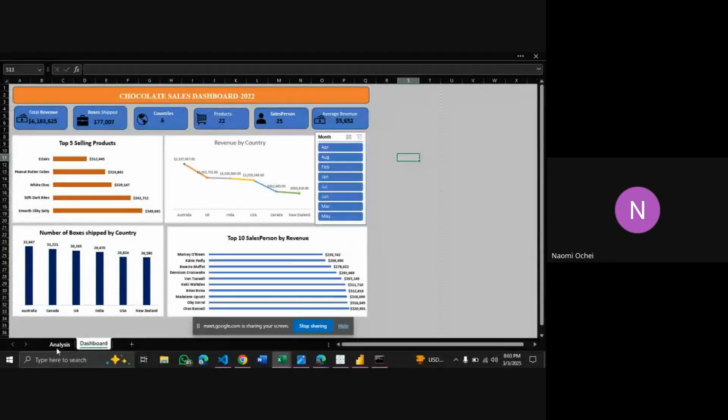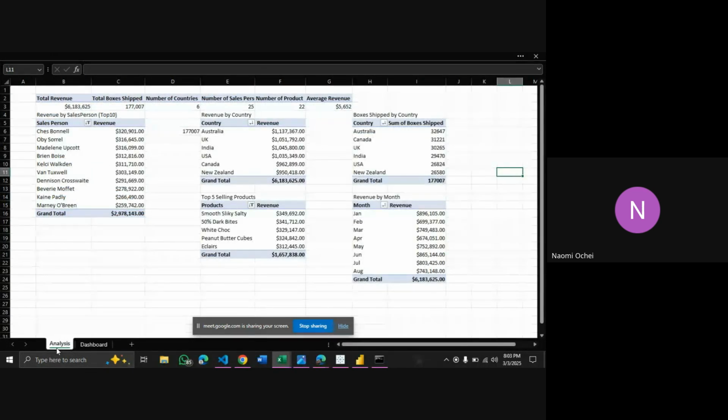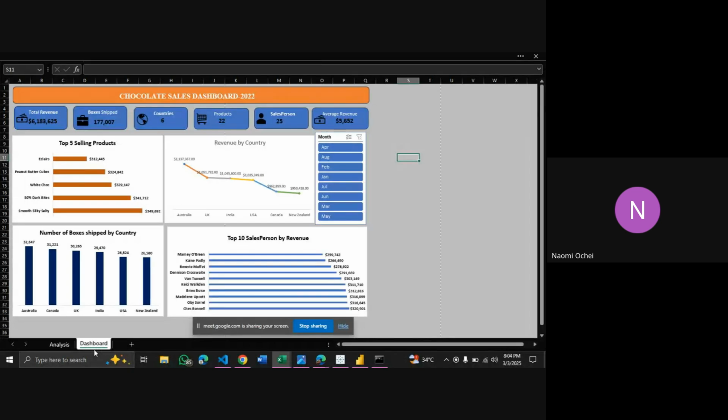Okay. So this is the page for the dashboard, and this is the analysis where we have the total revenue, total boxes shipped, number of countries, salespersons, products, average revenue, and then every pivot table. On the dashboard, I placed the KPIs at the top, and for the graphs, the first graph is the top 5 selling products. You can see the products here and their values by the side.